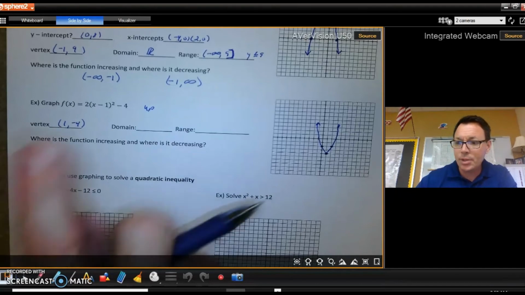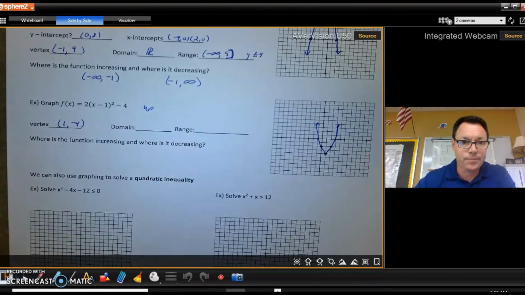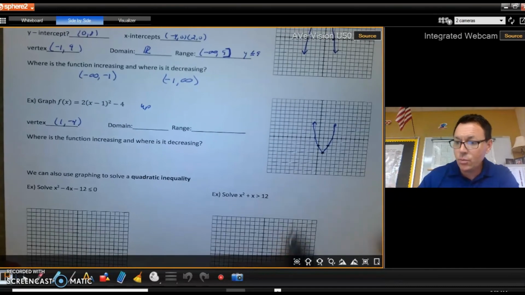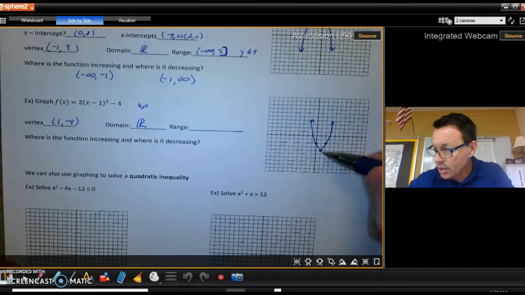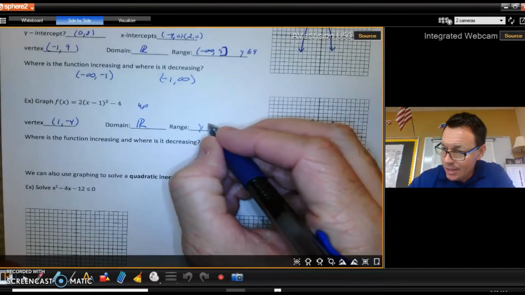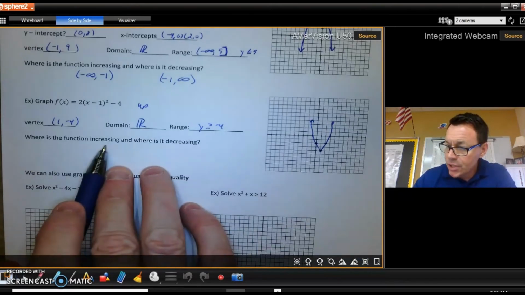Okay, graph of a parabola that's been shifted right 1, down 4, and stretched by 2. Now, once we're looking at it, we can tell the domain. We can tell the range. Looks like it would be all y's that are greater than or equal to negative 4. Where's the function increasing and decreasing?